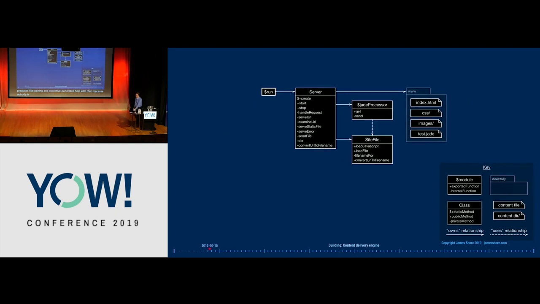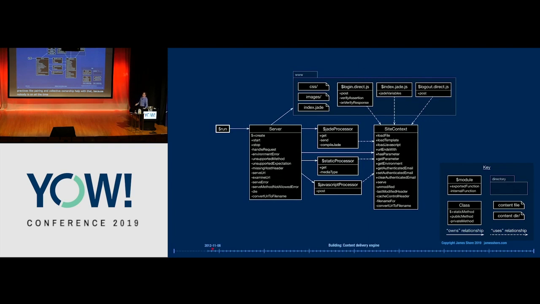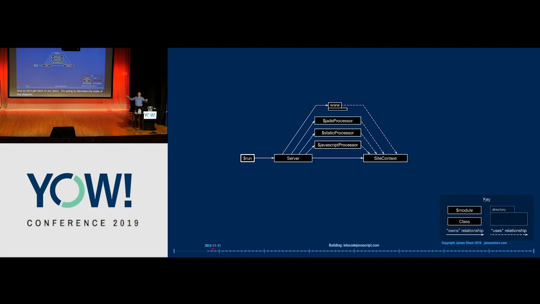So let's get back to our story. I'm going to decrease the scale of the diagram here so we can look at the classes as it gets bigger. What you're going to see here is only the cross-class breakthroughs at this point. The individual class breakthroughs aren't going to show up. So it's November 11th, 2012. I have a simple but production-grade content management engine and web server.